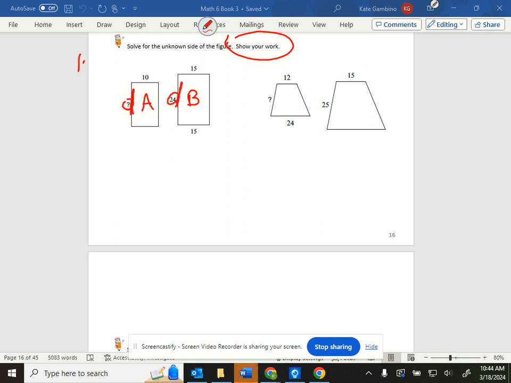So if I do long A over long B equals short A over short B, I know I'm going to put my question mark, that's the long A, over the long B. What should I put for my second fraction? If I did my long A over long B, what would I put next? What do you think, Madison?